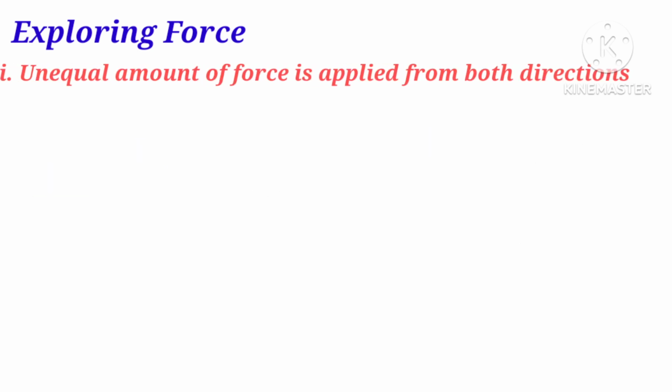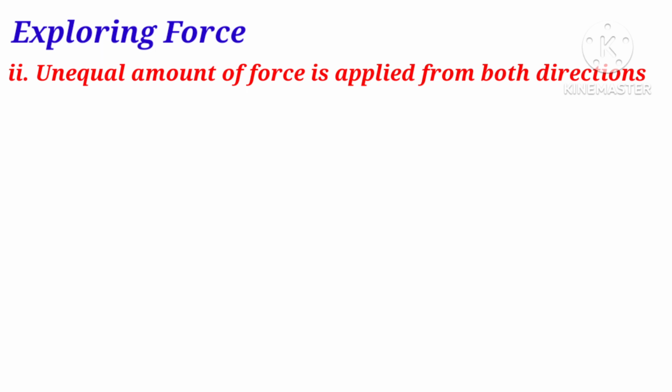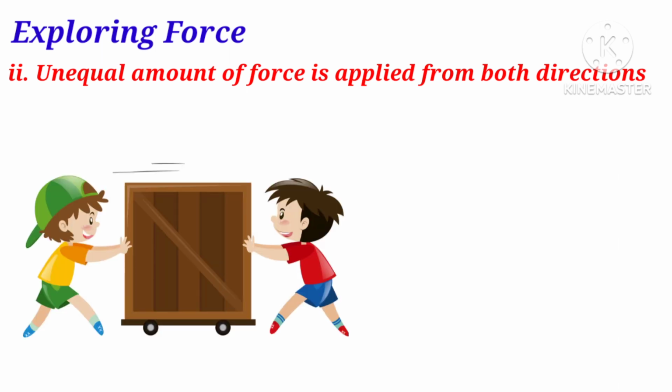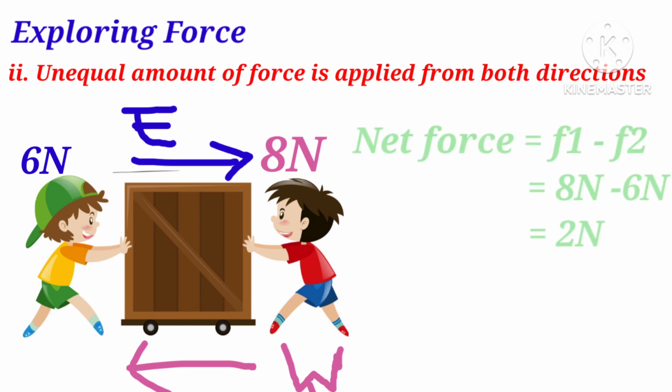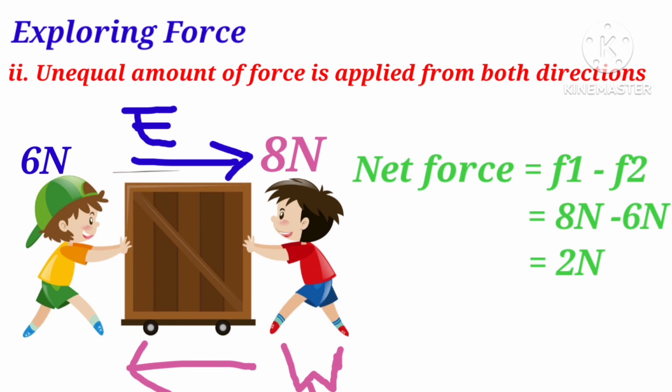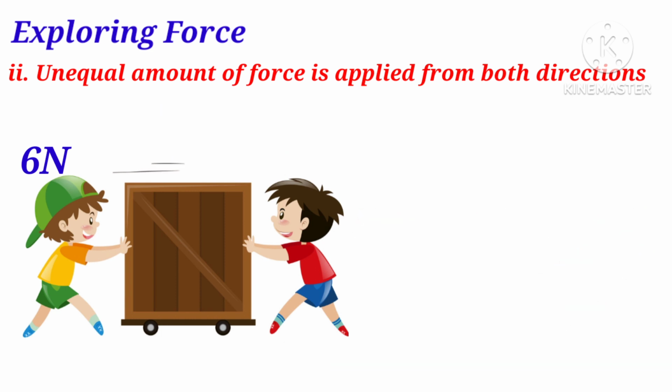Now another case is that when the forces applied from both sides are unequal. Just imagine that person A is applying a force of 6 Newton towards the east on an object and person B is applying a force of 8 Newton towards the west upon the object. Then 8 Newton is more, so we will subtract 6 Newton from 8 Newton. So this results in 2 Newton, meaning the force applied by person B is more than the force applied by person A. So in that case, the object will move towards the west direction.